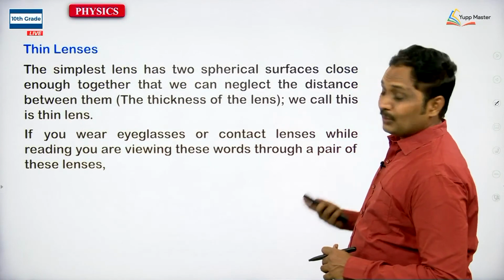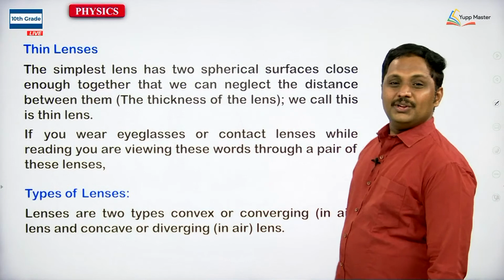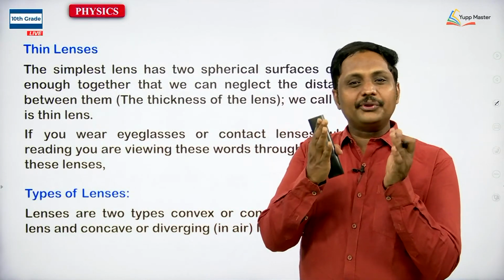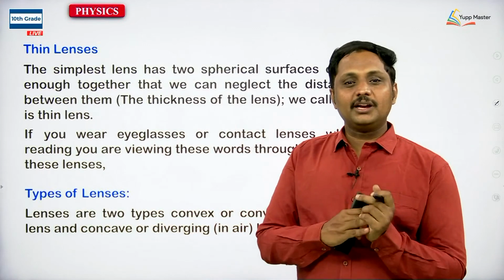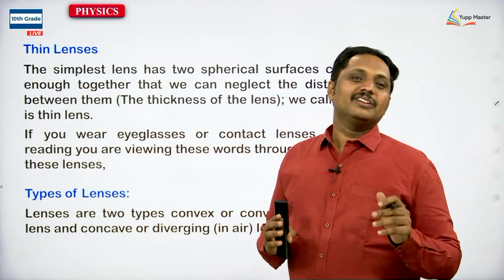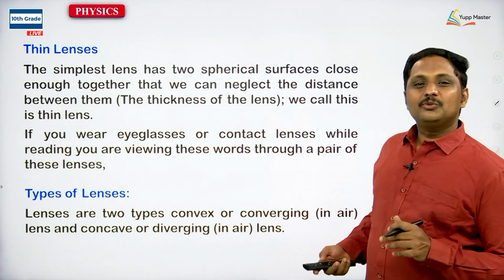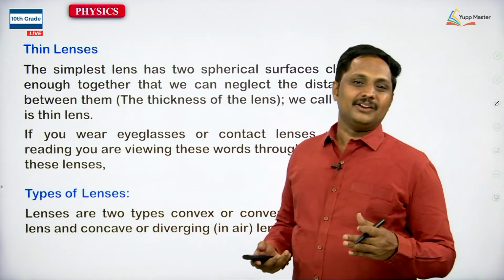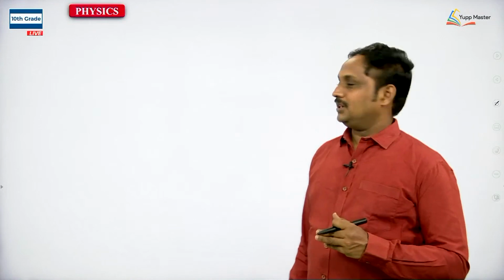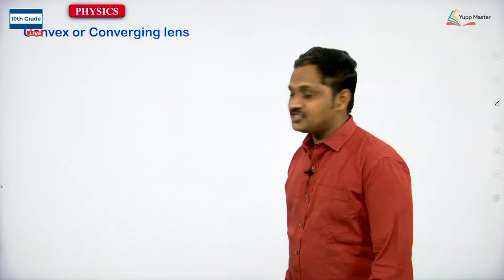Now another one, the types of lenses. They are crafted by joining two curved surfaces together. If the outer surface is bulged, that is a convex lens, and another type is concave, which is depressed, curving inward. We are going to take this one: the convex or converging lens.